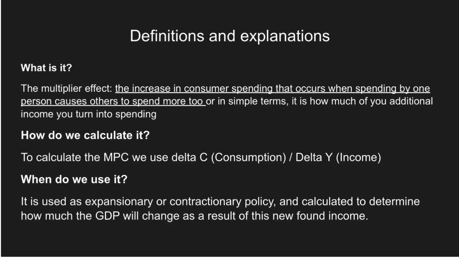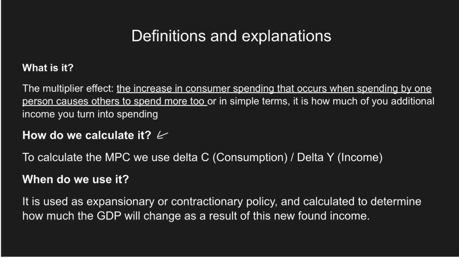So the multiplier effect is the increase in consumer spending that occurs when spending by one person causes others to spend more too. Or in simple terms, it's how much of your additional income you turn into spending. So if I gave you $1,000, how much of that are you going to spend? A lot of times we think of that as marginal propensity to consume, which is what we would use to calculate. Our MPC is pretty easy to calculate: it's just delta C over delta Y. Really not complicated, but that's a concept that we will use a lot.